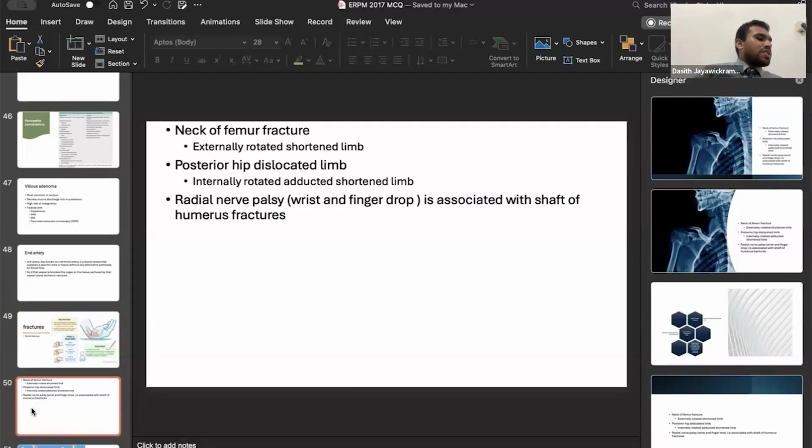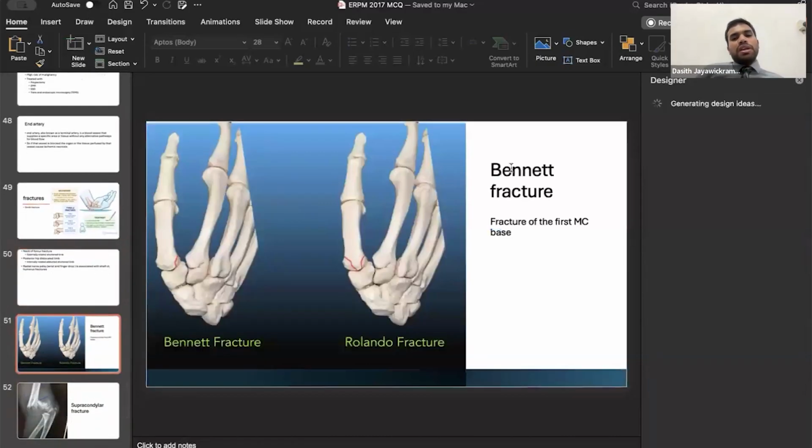Bennett fracture involves the distal end of the radius, false. Bennett's fracture and Rolando's fracture are both intra-articular fractures in the proximal part of the first metacarpal bone. So that is false. Supracondylar fracture of the humerus can cause arterial damage. Yes. Now, this is a Bennett and Rolando fracture.